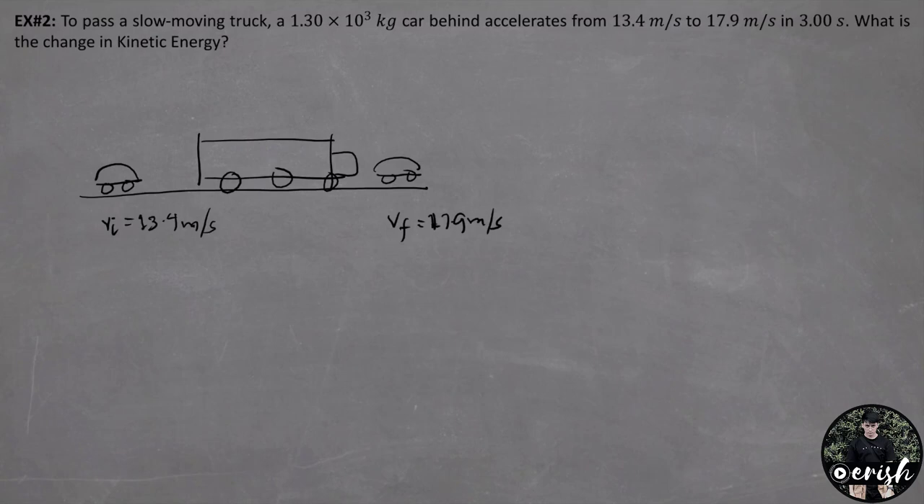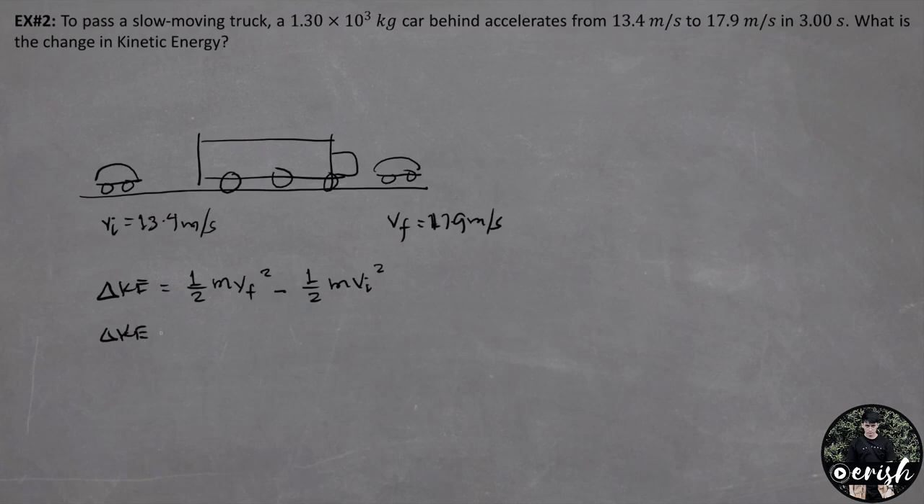and final speeds. With this information at hand, we can determine the change in kinetic energy from the given mass of the car and its initial and final speeds. So we have change in kinetic energy, or simply delta KE, equal to 1 half mass times the final velocity square minus 1 half mass times the initial velocity square. And we just have to substitute the values.